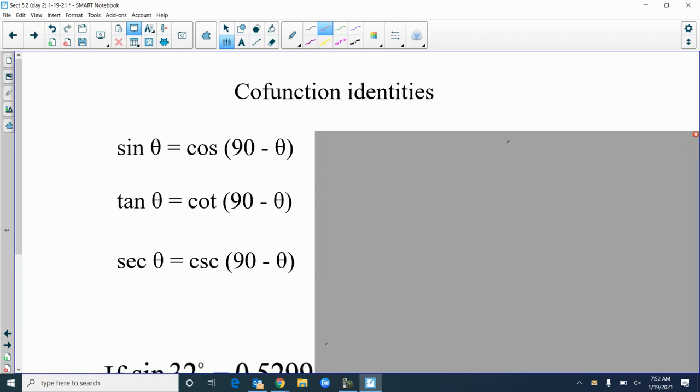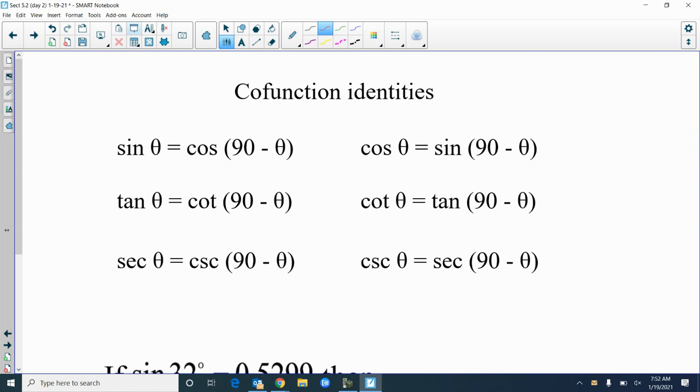So secant and cosecant. And then if you just flip it around, cosine equals sine of 90 minus theta. Cotangent equals tangent of 90 minus theta. Cosecant equals secant of 90 minus theta.